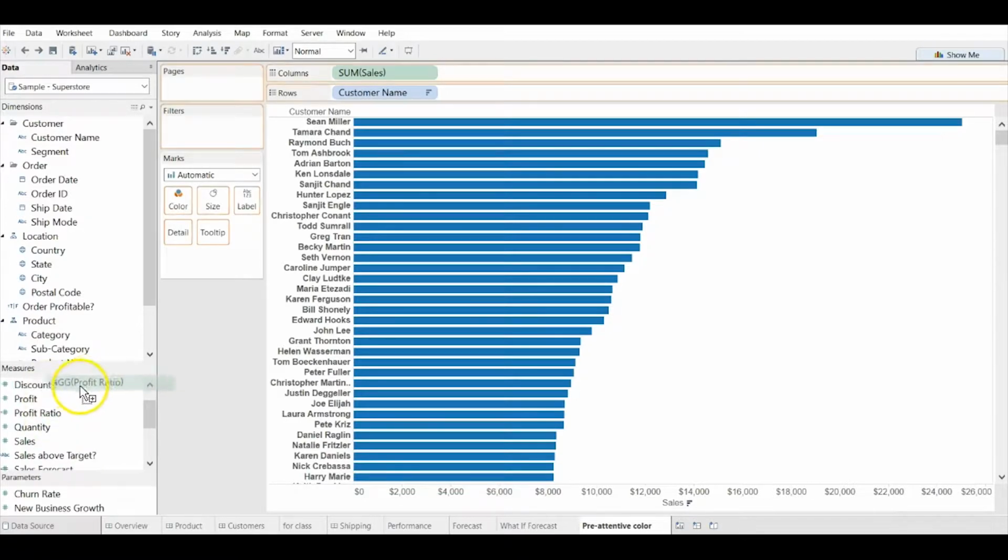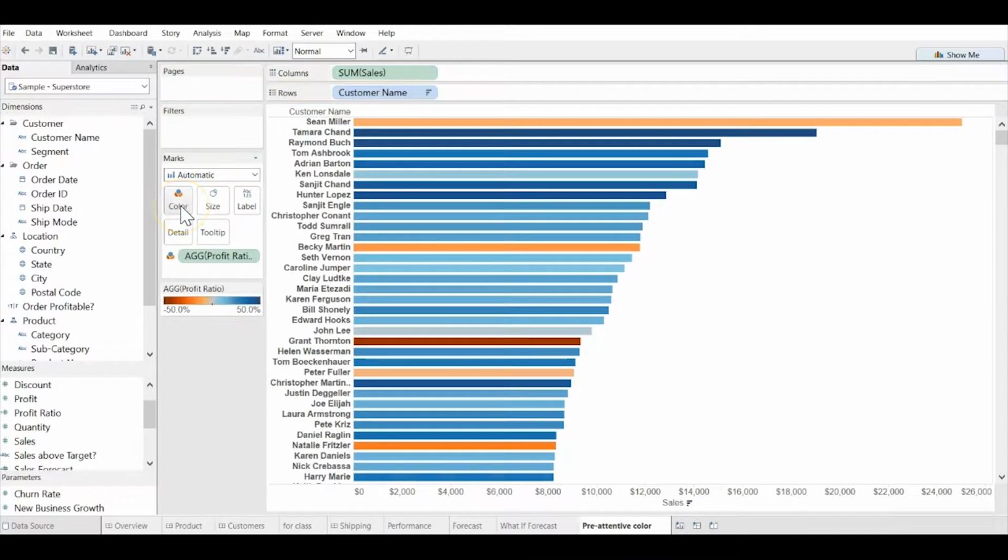Now I want you to drag the profit ratio measure to the color mark like so. If you remember, the question that we're posing is not who had the highest sales, but who had the highest profit ratio in terms of sales, and whether or not profit and sales go hand in hand. So we need to actually have that additional measure, which is the profit ratio. Well, Sean Miller's sales are definitely not looking quite as awesome as they did before, do they? Adding a little bit of context certainly helps.